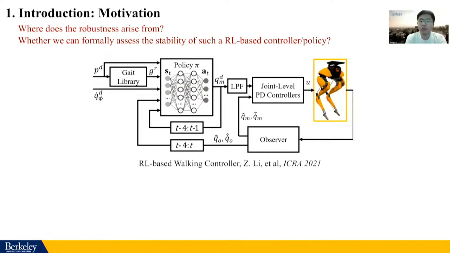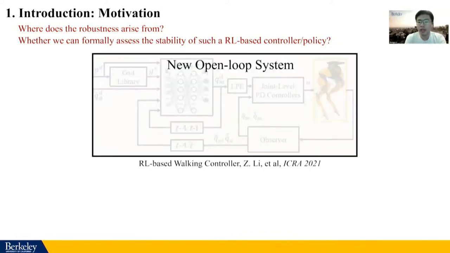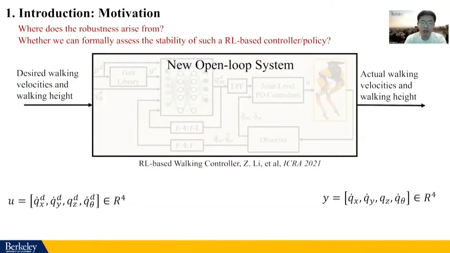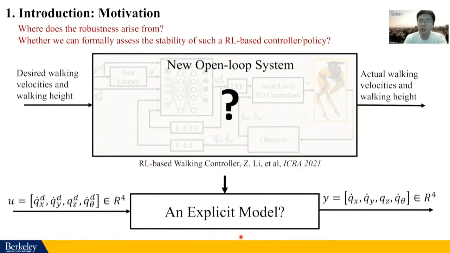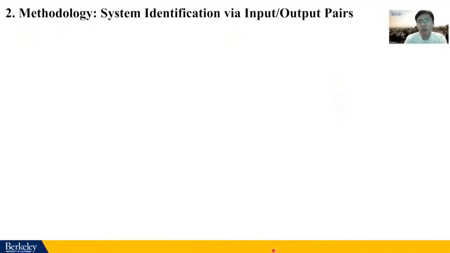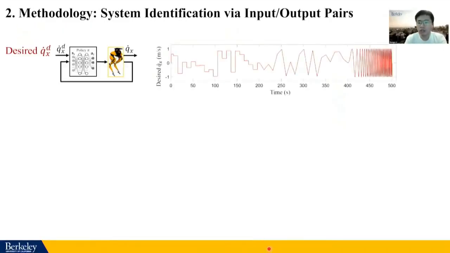controller. So if we take this closed-loop system as a new open-loop system with commands as an input, now the input has 4 parts: the desired sagittal walking velocity Vx, lateral walking velocity Vy, walking height Z, and turning rate theta. The output is the robot's actual walking velocity and walking height. So can we find an explicit model to describe such closed-loop dynamics? Although it sounds challenging, we can use traditional system identification to tackle this problem.